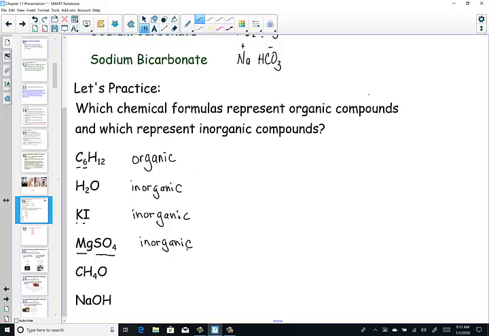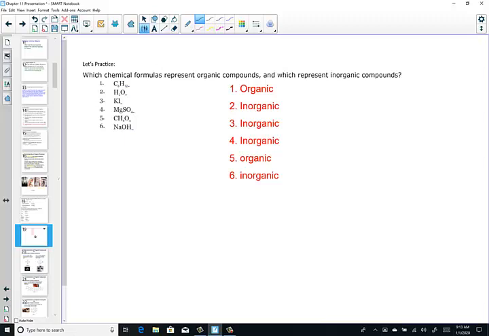CH4O, yes indeed, this meets all the criteria of being organic. It contains carbon as well as hydrogens and oxygens. And the last one I see is sodium hydroxide. Remember that polyatomic ion, hydroxide, that's a base. This is an inorganic compound. I see no carbon there at all. So a nice opportunity to just check what is considered organic versus inorganic. In here I've typed out, just for a double check, your answers against mine.